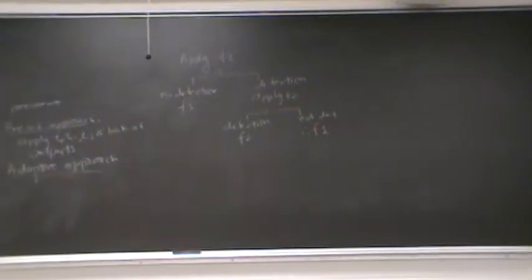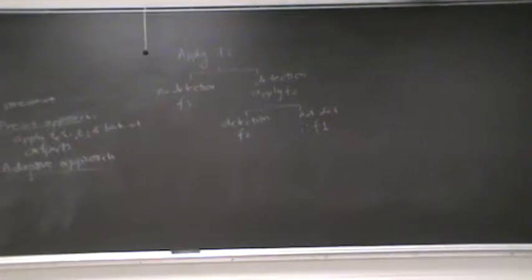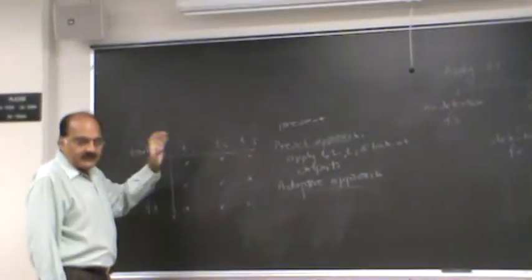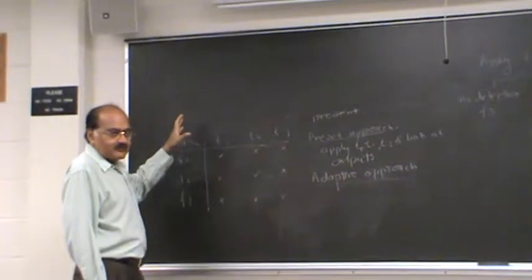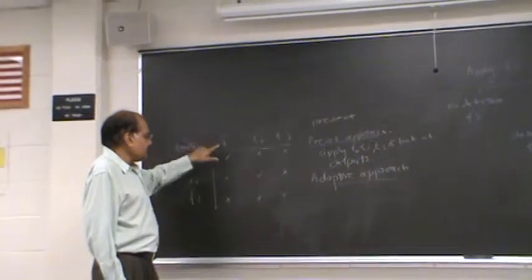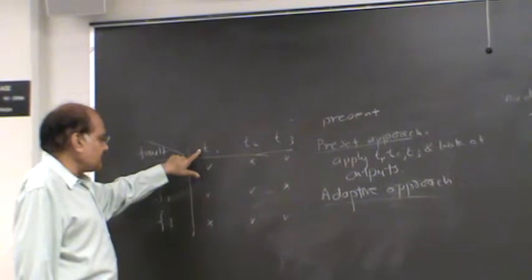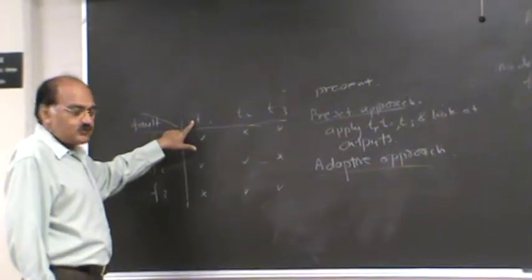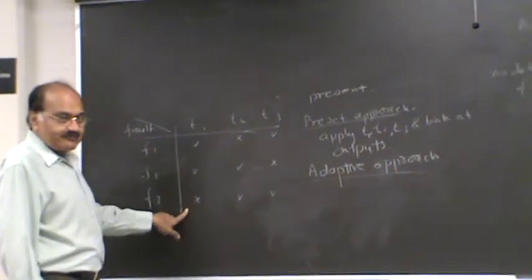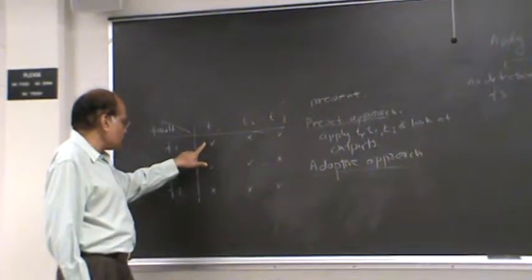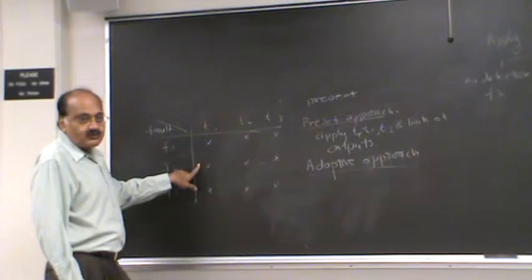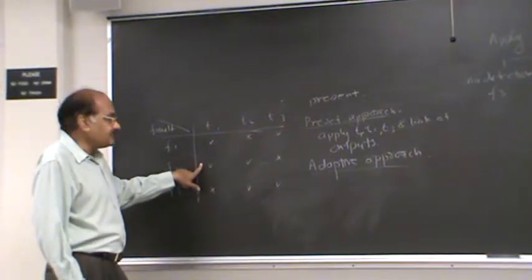You apply T1, and you know that it is given that there is a fault, and there's only one fault. And you apply T1, and you find that it does not detect a fault. So what would be your conclusion? The conclusion has to be that it is fault F3, because if it was F1 or F2, the fault would have resulted in detection, right?